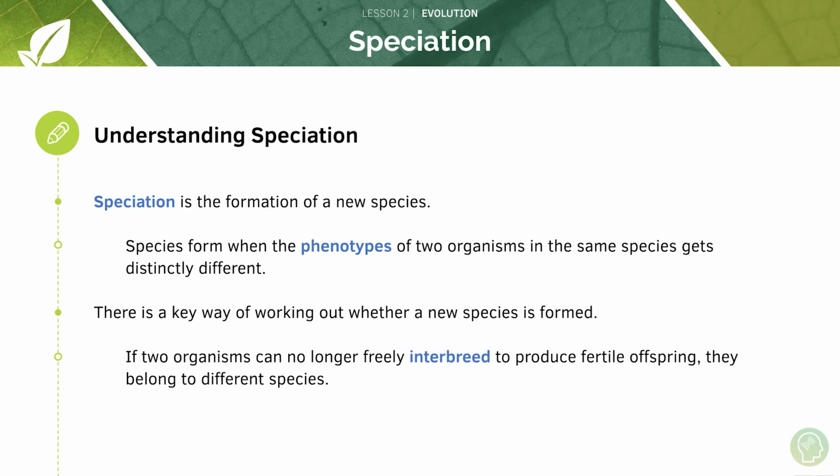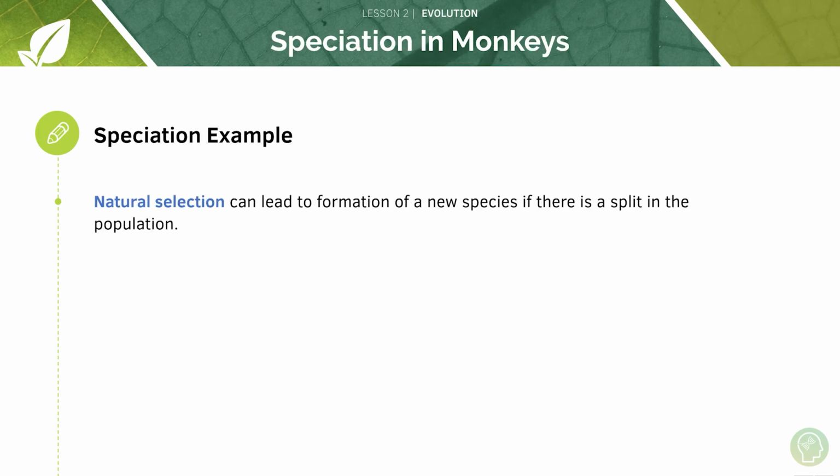species. So this species definition is really, really important. You need to learn this because it could be a really easy one marker, and then also learn how we then define this new species, and they can no longer freely interbreed to produce fertile offspring. Okay, so these two statements are really important for you to understand.